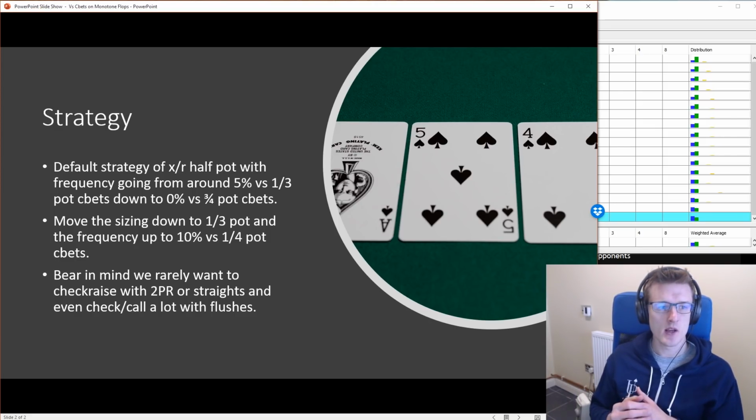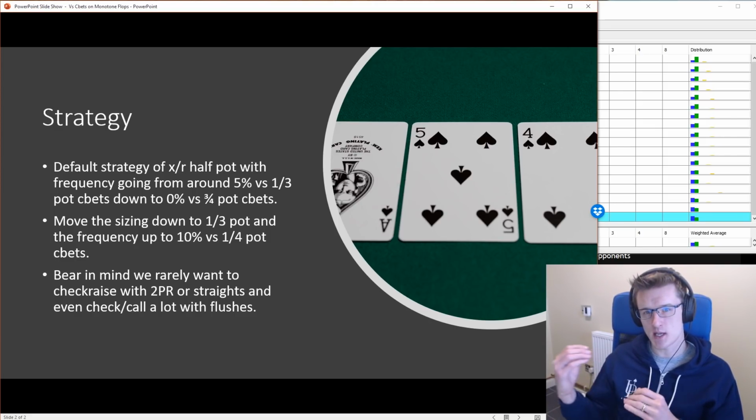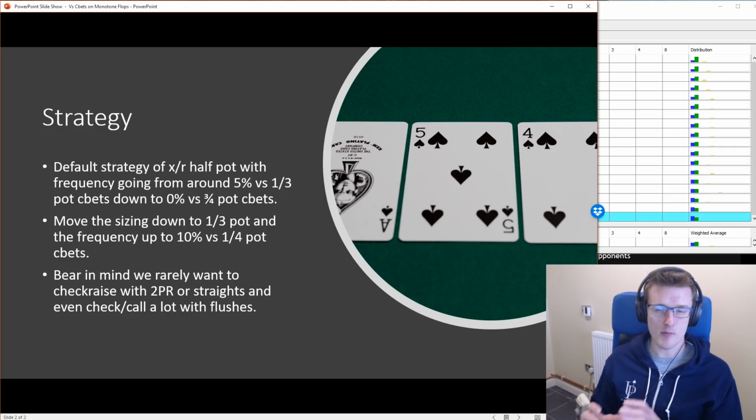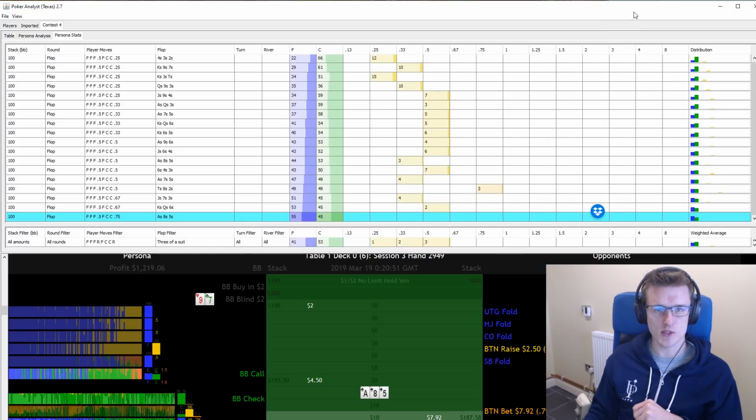so if we're facing a quarter pot c-bet, then we can actually move the frequency up to 10%. But bear in mind, it was still 15% of the time or so across all the boards versus that sort of size c-bet. So we're still check raising less often than normal, but by quite a bit. But yeah, we do at least start to have some sort of reasonable check raising range if we're facing a small flop c-bet. And we also want to move the sizing down to a third pot for our check raise.